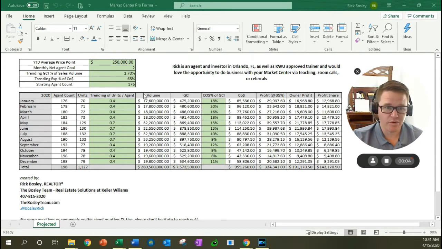This is going to be a sheet. We're going to walk you through exactly how you can project out everything from your units, your closed volume, your GCI, your company dollar, profit, owner profit, profit share. It's going to be about 10 minutes. You're going to love this tool. Take a look.